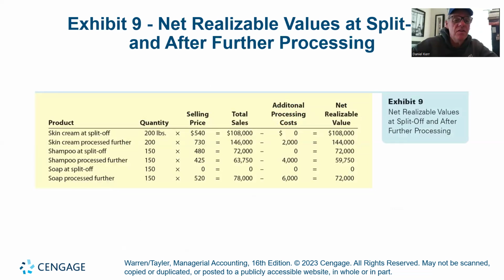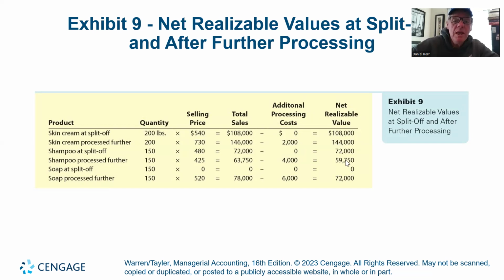We're going to ask ourselves about the skin cream. Well, if I sell it at split off and I don't process it further, its net realizable value is 108,000. But if I go ahead and process it further, I'm going to get a higher selling price. We're going to have additional costs beyond split off of 2,000. So notice that the net realizable value with further processing is actually higher. The 144 is higher than the 108.